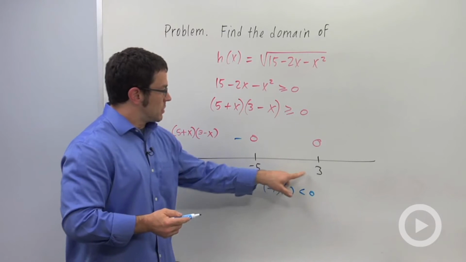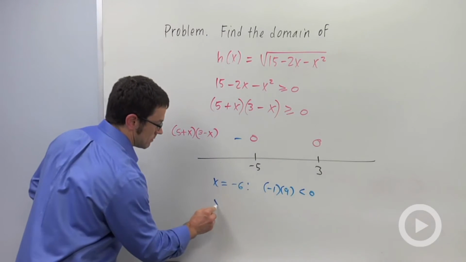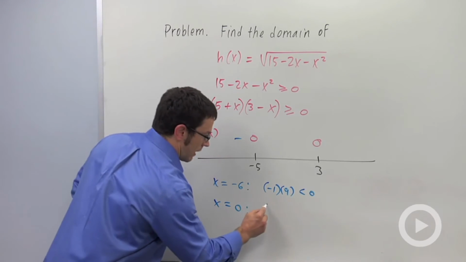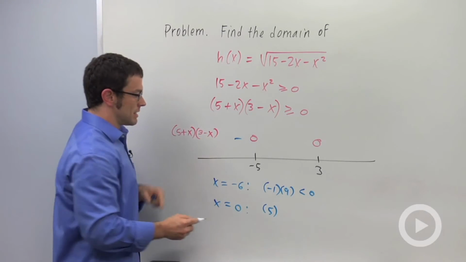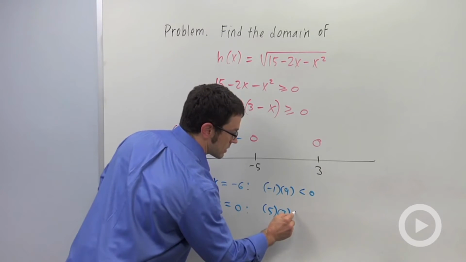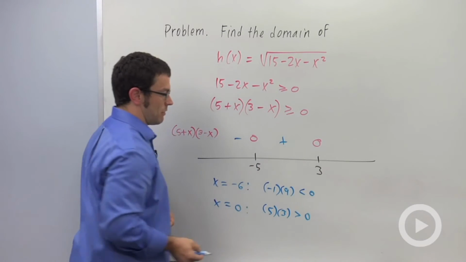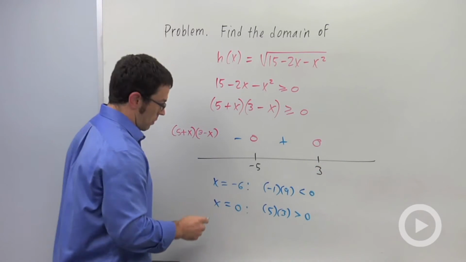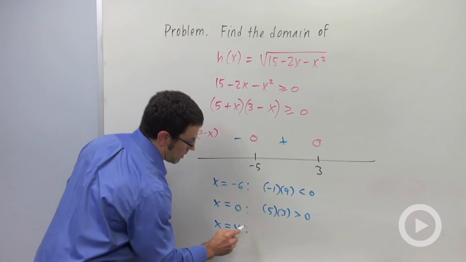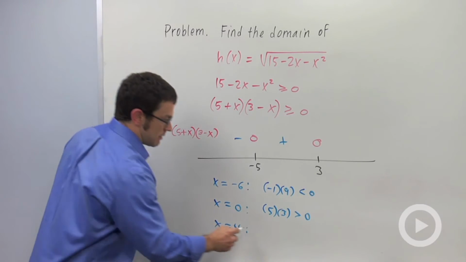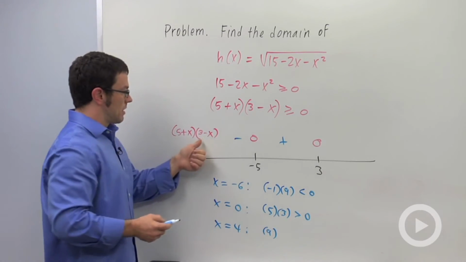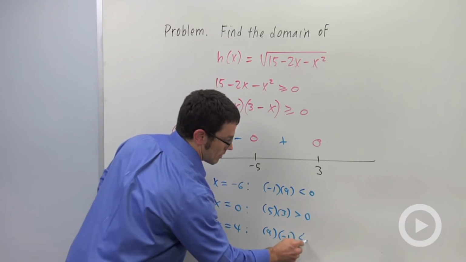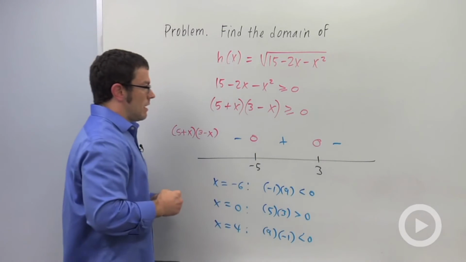Then we test a point in between, like 0. And we get 5 plus 0, which is 5, times 3 minus 0, 3. And that's greater than 0. So it's positive. We don't need to know what this is. And finally, for a point to the right of 3, just pick 4. 5 plus 4 is 9, times 3 minus 4, negative 1. That's less than 0. So we're negative here again.